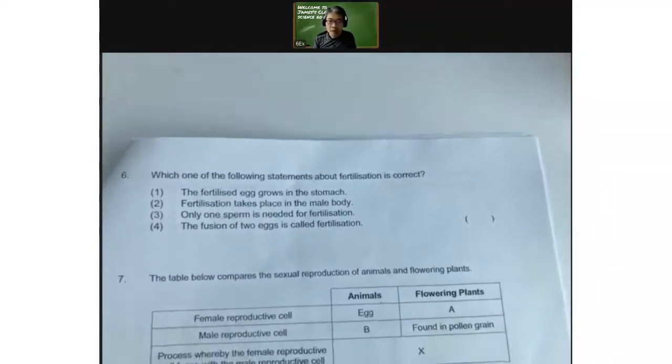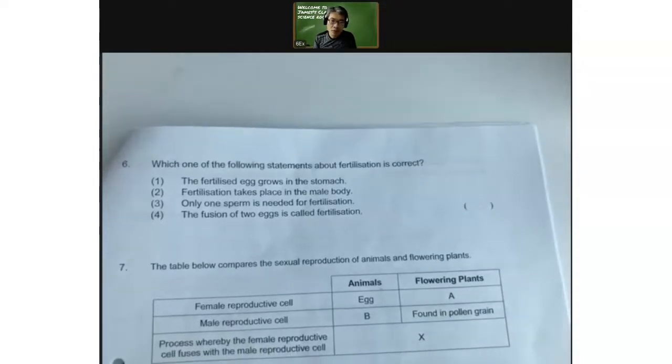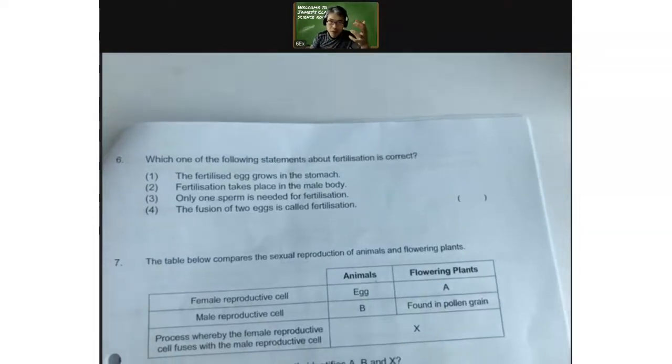Which of the following statements about fertilization is correct? This is about what you learn in P5 under human and plant reproduction. And this one is purely for human reproduction. Now, fertilization is the fusion of the male and the female reproductive cell. Sometimes they call it the male and the female sex cells. For the human, the male sex cells will be the sperm, and the female one will be the egg cell. Egg cell is found in the ovary.